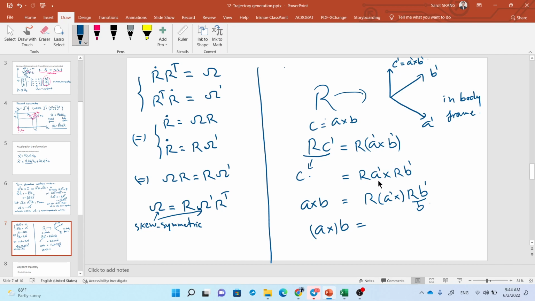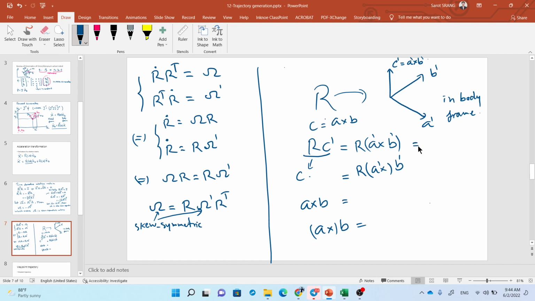Is this correct? This one. Ah, this one is like this. Actually, I made a mistake here, and there is a mistake here. Actually, here I can have rotation matrix, and I split like this. A cross is a skew symmetric matrix, and then I have a B prime here. Is that okay?